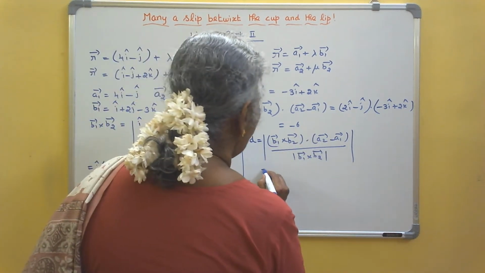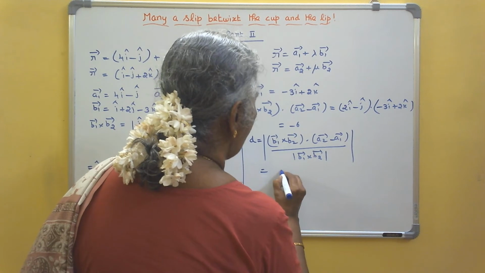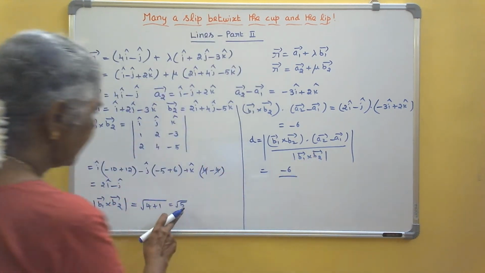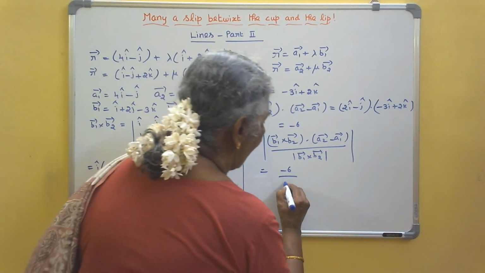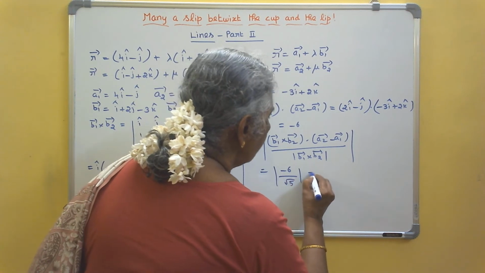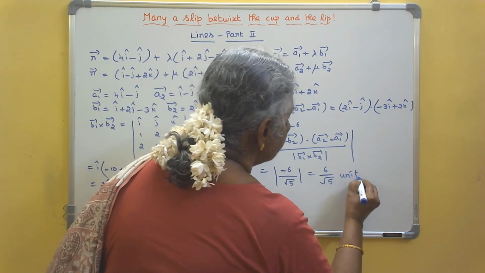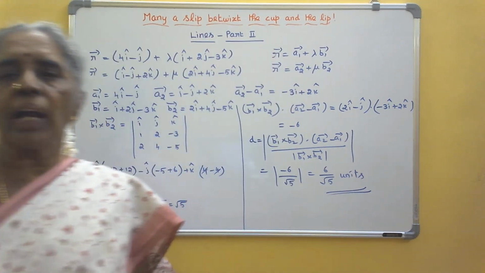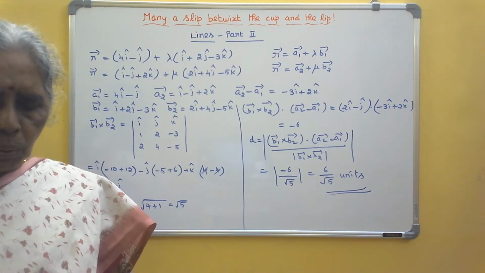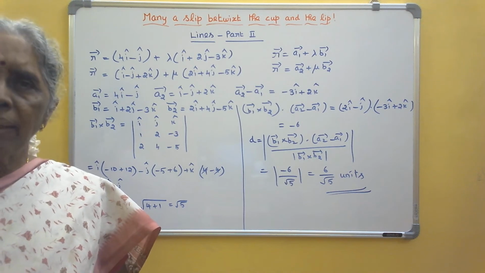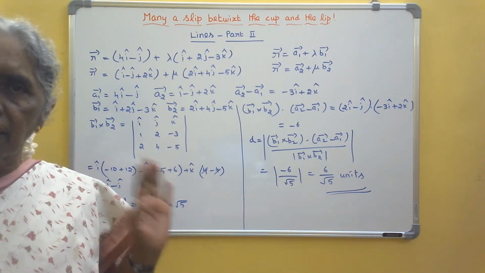So now we will be getting this answer as minus 6. This answer you are having it as root 5. So put your whole mod. So that's all. So 6 by root 5 units. This is the shortest distance between the skew lines. Is it clear to you?